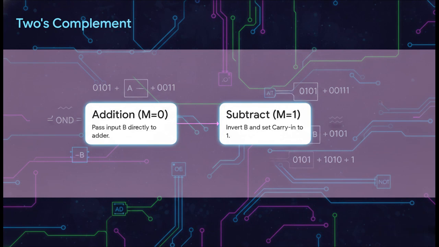Let's call it M. Now, when M equals 0, the circuit sits in addition mode, just passing the B input directly into the adder. But when M flips to a 1, boom, subtraction mode. The circuit automatically inverts the B input and sets the initial carry in to a 1. And the math checks out perfectly. Adding an inverted number plus 1 is the exact same thing mathematically as subtracting it.